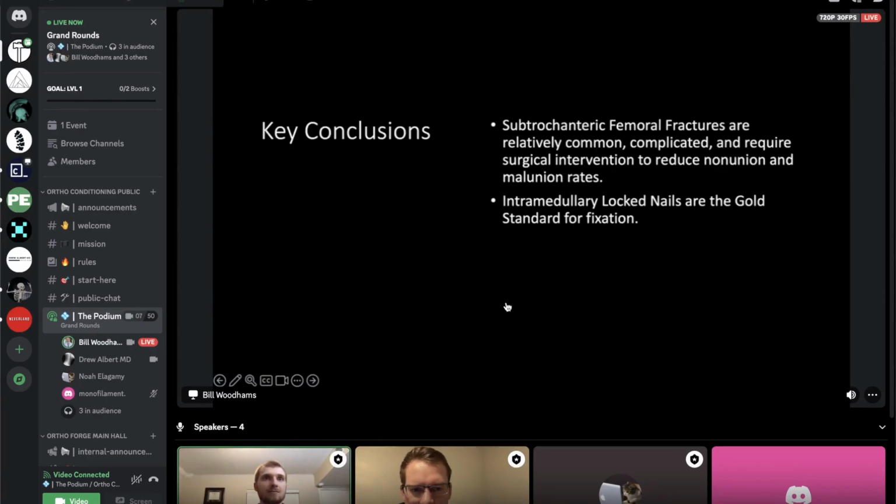And then really my last slide is just the key conclusions. What I want you guys to take away from this is that subtrochanteric femur fractures are, one, relatively common, they're complicated, and they require surgical intervention to reduce the non-union and malunion rates when you're treating them. And then intramedullary locked nails are the gold standard for fixation. That's what you should be using in the vast majority of the cases, unless there's a reason not to. Yep. And they work well.